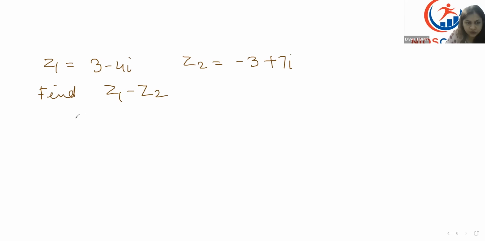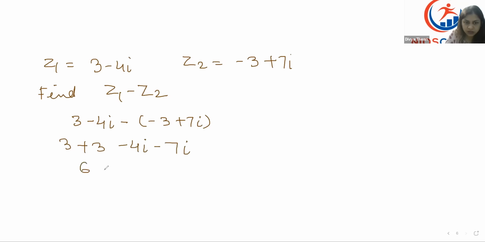Then you will have to do it this way: 3 minus 4 iota minus 3 plus 7 iota. Now here you will be getting 3 plus 3 minus 3, and minus 7 iota. Then you must be getting 6 minus 11 iota. Is it clear to you, Neha?